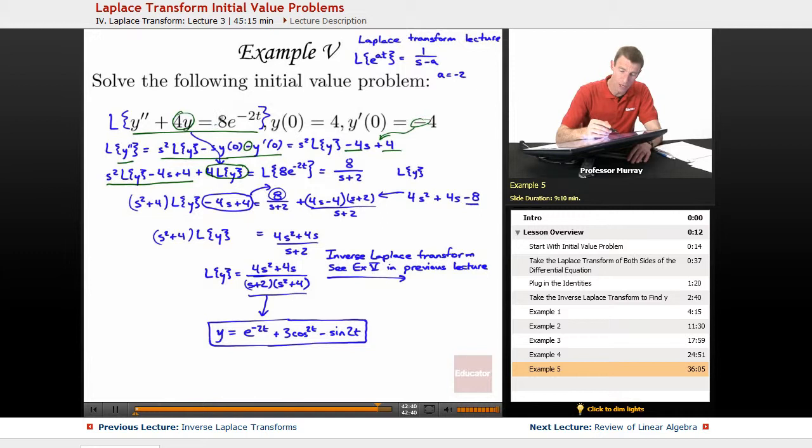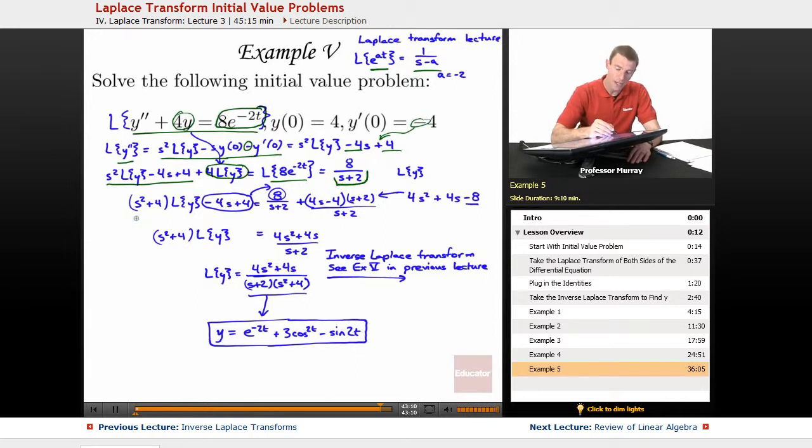But then we also had this right-hand side. We had to take the Laplace transform of 8e to the negative 2t. And we recalled from the original Laplace transform lecture, not the previous one, but the one before that, where we first started talking about Laplace transforms, we figured out that the Laplace transform of e to the at is 1 over s minus a. So in this case, our a is negative 2, so we get 1 over s plus 2. And then there's also an 8 there, so we just bring that along too.